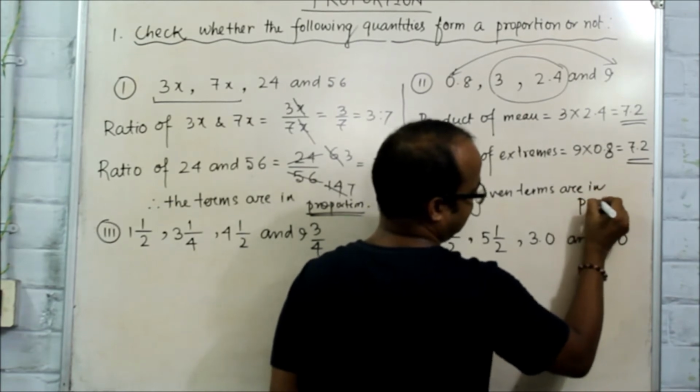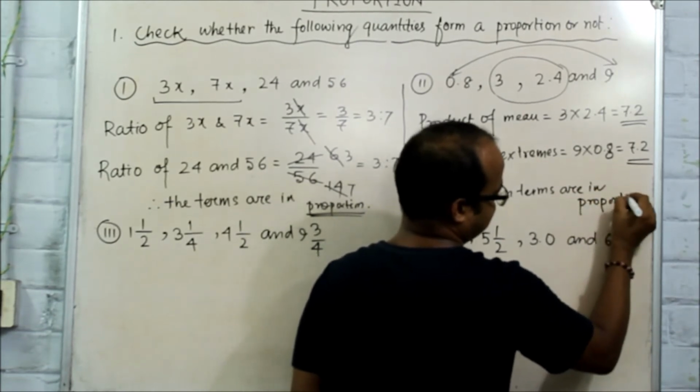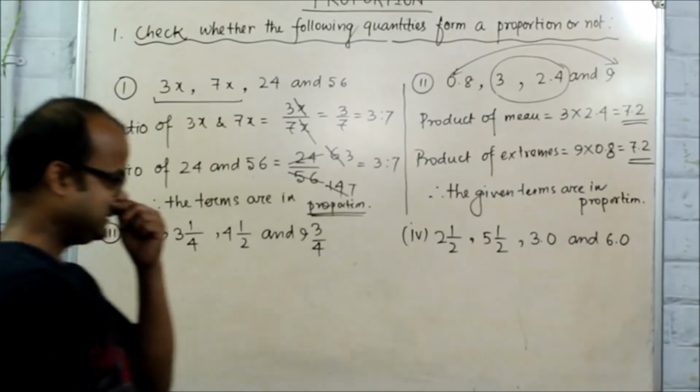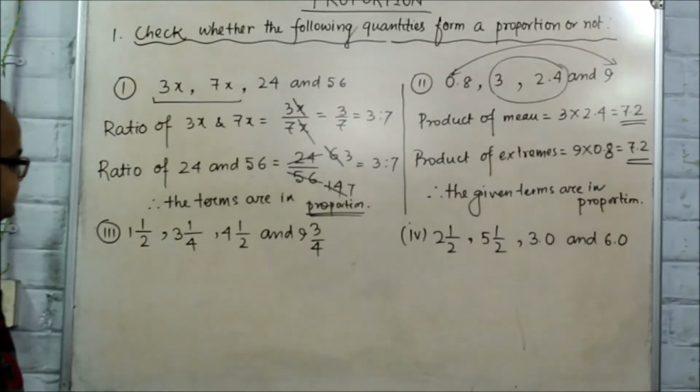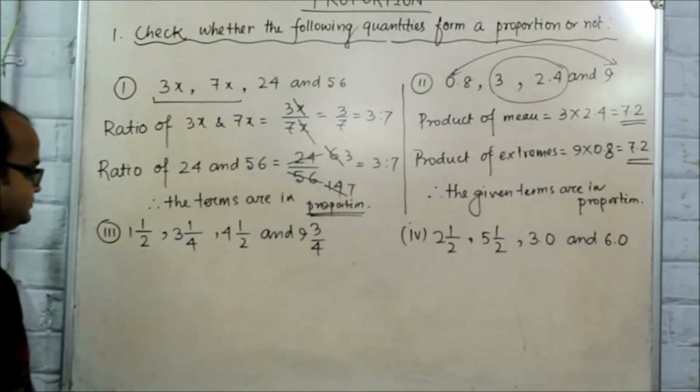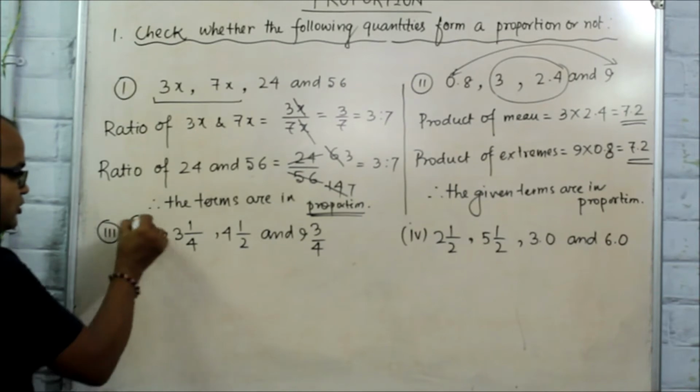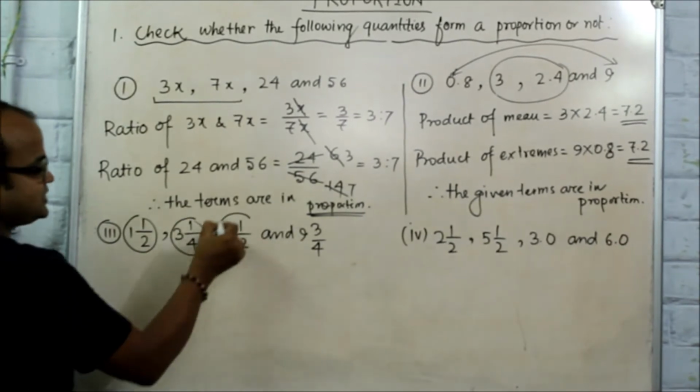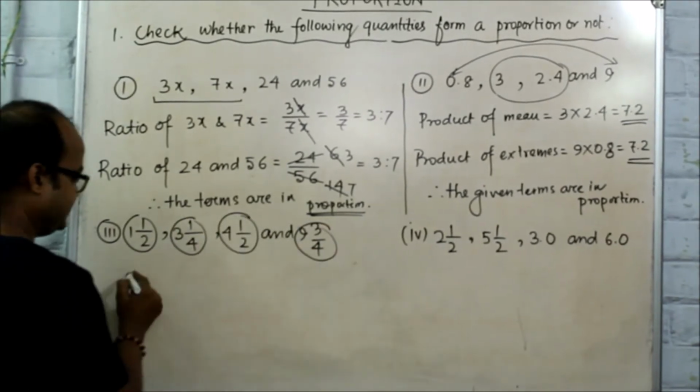The given terms are in proportion. Clear? The given terms are in proportion. Now, first, all terms are given in a mixed fraction. So let us simplify this.